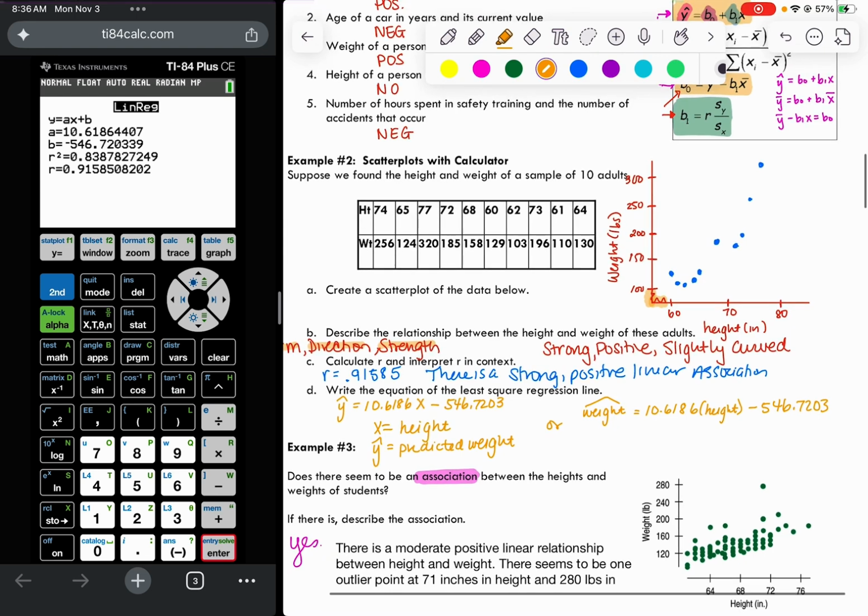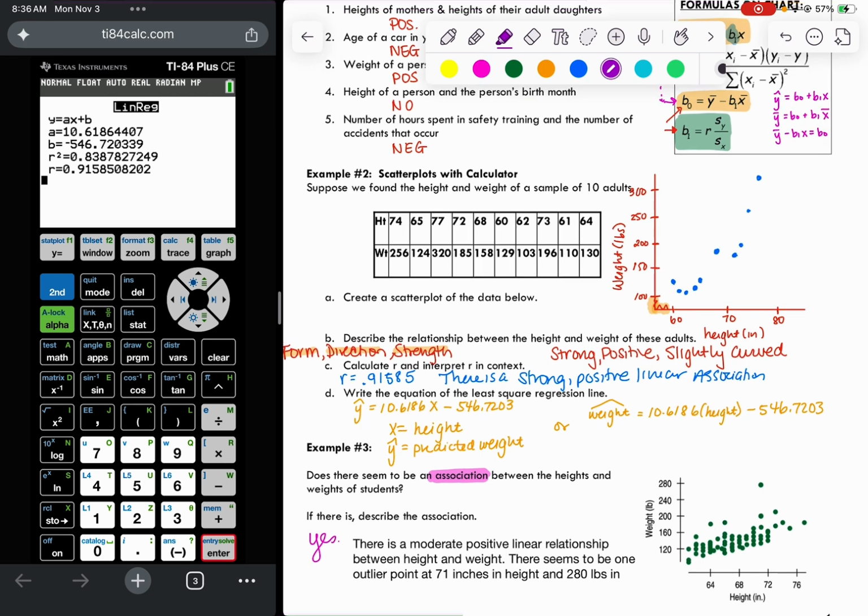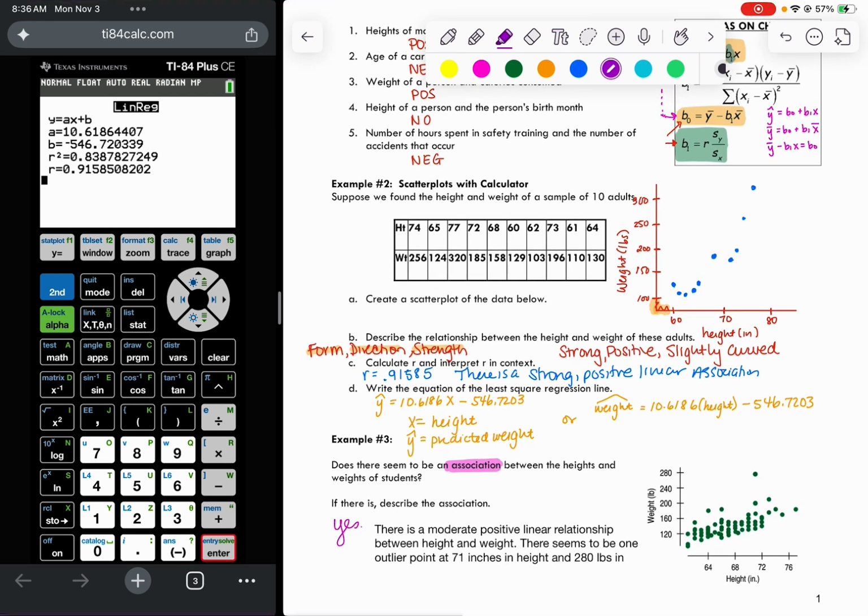So for this particular one, I would say that it's a strong, positive, slightly curved association, because you can kind of see that it dips down here and kind of curves back up a little bit. If you said that it was linear, that's okay, but they really want you to indicate the slight curve that's occurring in the data set as it curves up a bit there. Then part C asks you to calculate R and interpret R in context.